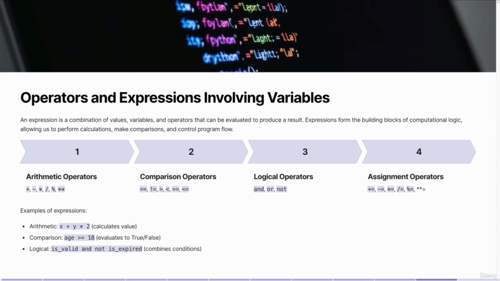You have operations that allow you to compare if two things are equal to each other, if one is greater than, if the other is less than, if it's greater than or equal to, or less than or equal to. You have your logical operations, that's your AND, your OR, your NOT, and then you have your assignment operations that help you assign values to a variable. Whenever you have a combination of values, variables, and operators, what you have is an expression.